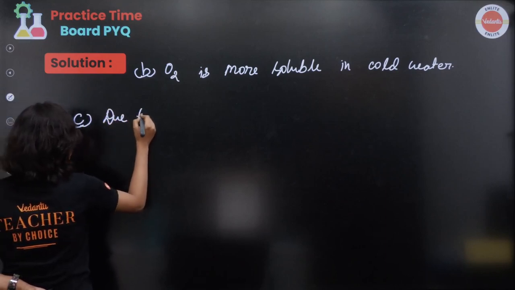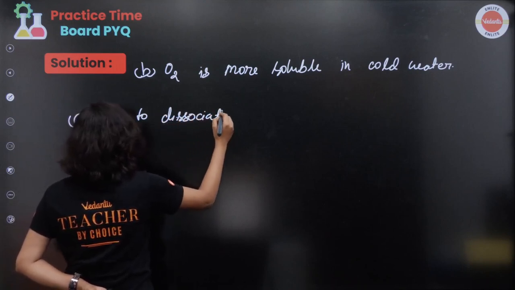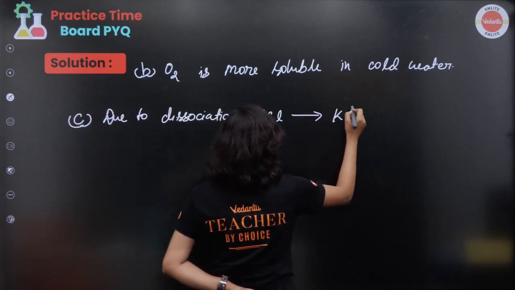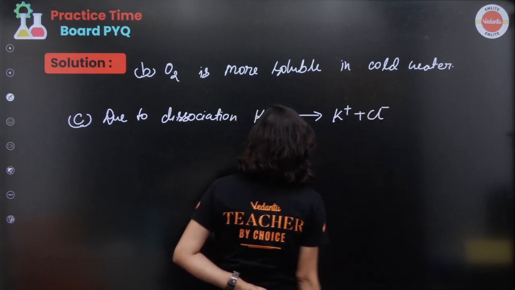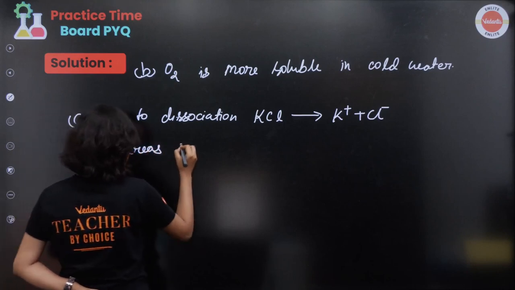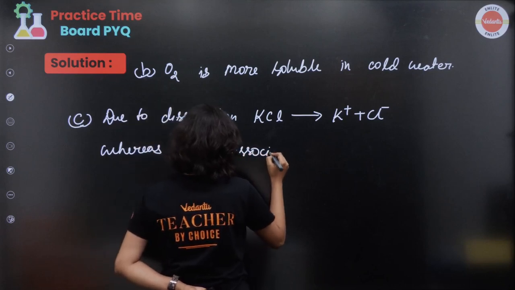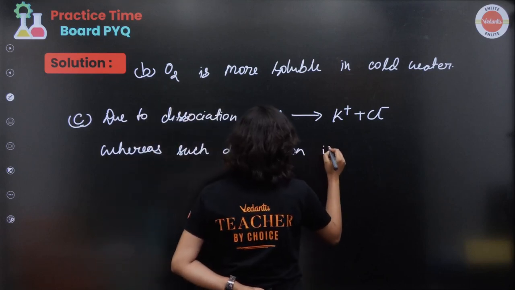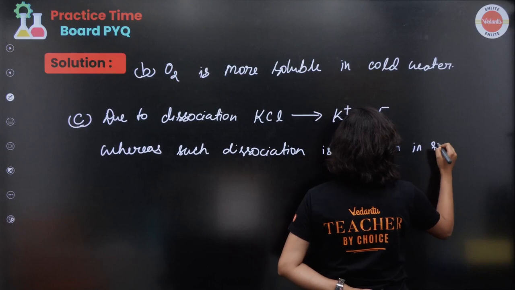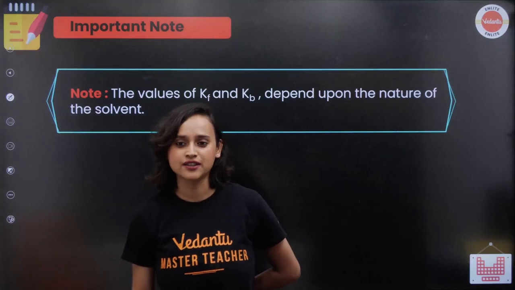Due to dissociation of KCl to K+ and Cl-, whereas such dissociation is not seen in sugar. Gotcha? Okay. Next question.